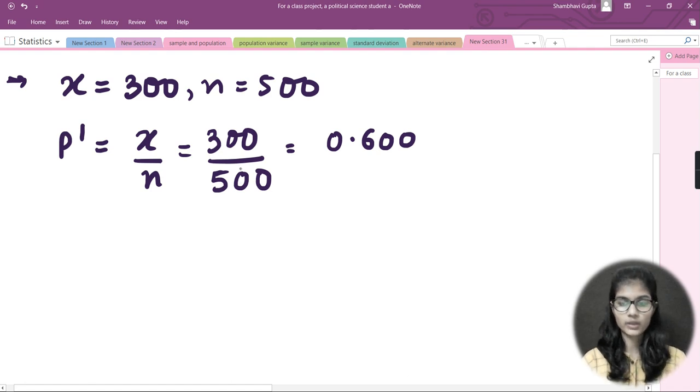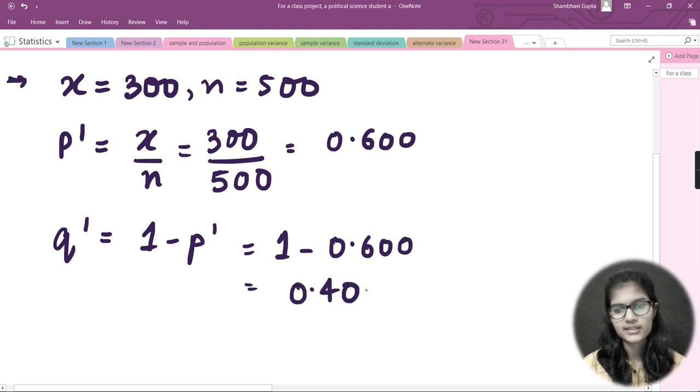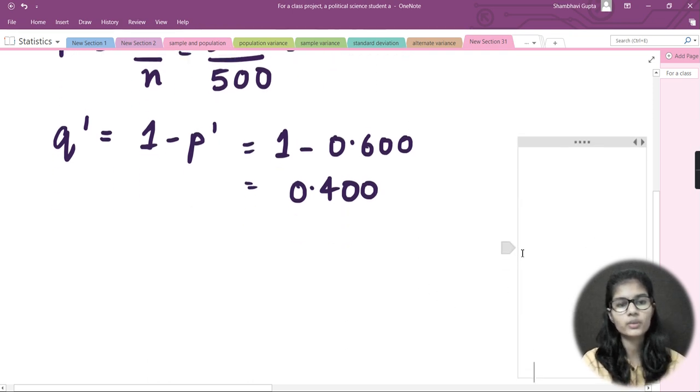So as soon as I have found my p dash, I am able to find my q dash very easily, because there is a very simple formula for q dash, and that is equal to 1 minus p dash, right? So 1 minus 0.60, from here I get the answer as 0.40. This is the value I have just got here for q dash.